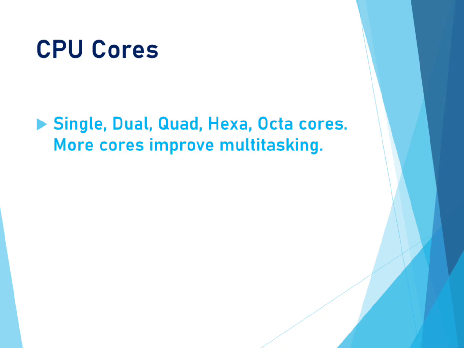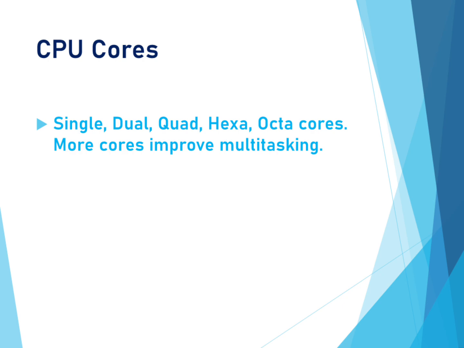Next is the CPU core. In earlier computers, CPUs usually had only one core. Modern CPUs contain multiple cores. Each core is capable of processing instructions independently. Common types include single core, dual core, quad core, hexa core, octa core. More cores allow the CPU to handle multiple tasks simultaneously.